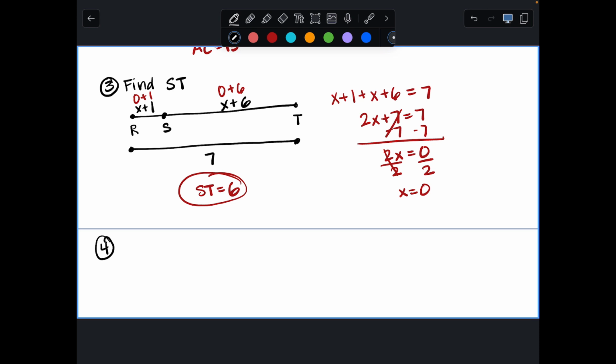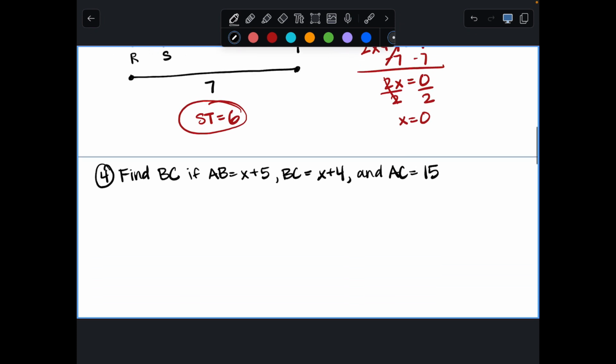All right, let me give you one in words. Find BC if AB equals x plus 5, BC equals x plus 4, and AC equals 15. So draw your line segment, label it, and then set up the equation so that you can solve for x. So the first step is solving for x. Second step is substituting it back in so you can find the length of BC.